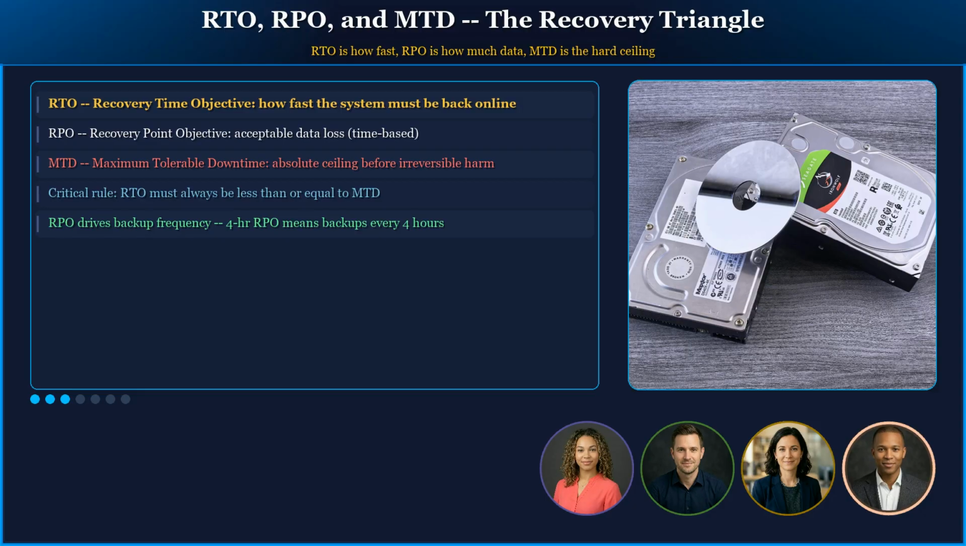And recovery point objective has its own operational consequence. A 4-hour recovery point objective means your backup schedule cannot have gaps longer than 4 hours. If your nightly batch backup runs every 24 hours, your effective recovery point objective is up to 24 hours, whether your plan says 4 hours or not. The policy and the technical implementation must match.